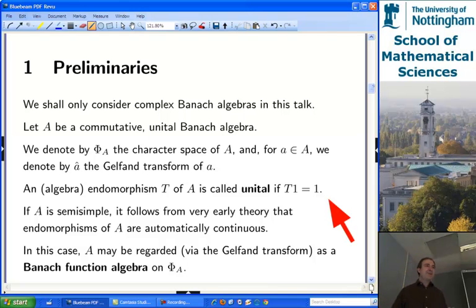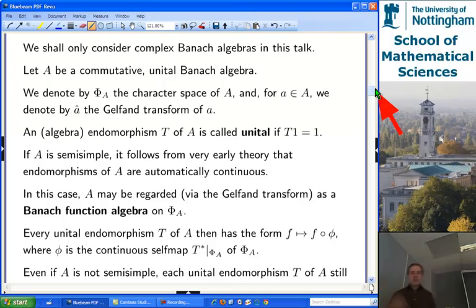I say from the early theory, perhaps, gosh, how long ago was it proved that endomorphisms of commutative... Gelfand, okay. So that's early theory. And so then, suppose you are semi-simple, then you can figure out what endomorphisms look like, because they all look like this. They're basically composition operators if what you're composing with is a suitable self-map of the maximal ideal space. That self-map is just the restriction of the adjoint operator to the character space.